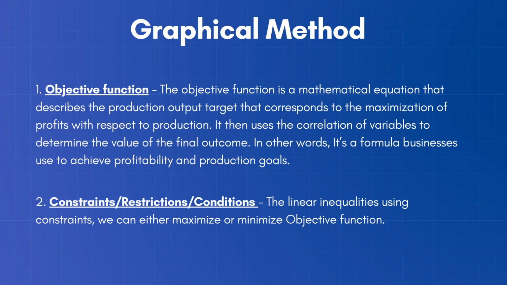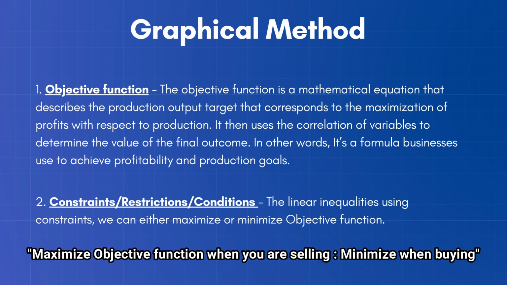The next term is the constraint, or restrictions, or conditions. These are the linear inequalities. We can either maximize or minimize the objective function and ultimately solve the linear programming problem. By using these constraints on the objective function, we can maximize the objective function when we are selling, or we can minimize the same when we are buying.